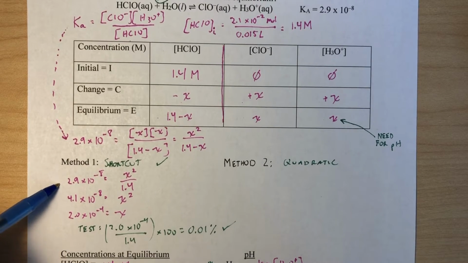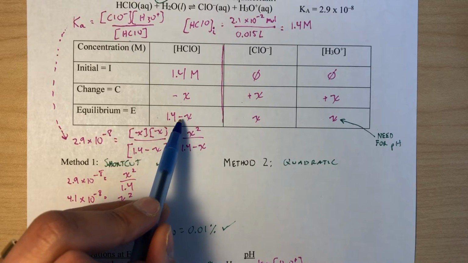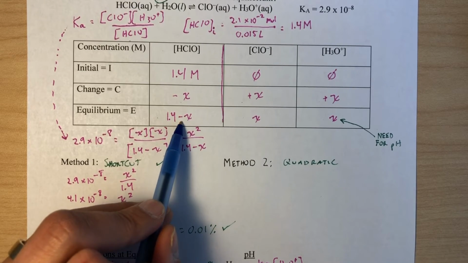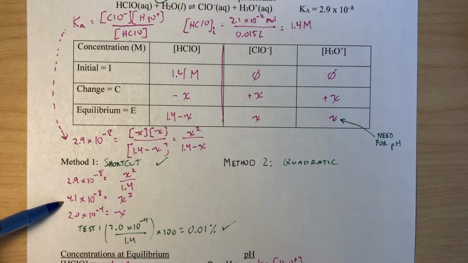Our first method is going to be our shortcut. So first we're going to assume that we can ignore this x that's part of the expression 1.4 minus x. So we're going to say that 2.9 times 10 to the negative 8th is going to be equal to x squared divided by 1.4. And when we multiply both sides by 1.4, we get 4.1 times 10 to the negative 8th is equal to x squared. 2 times 10 to the negative 4th is equal to x.